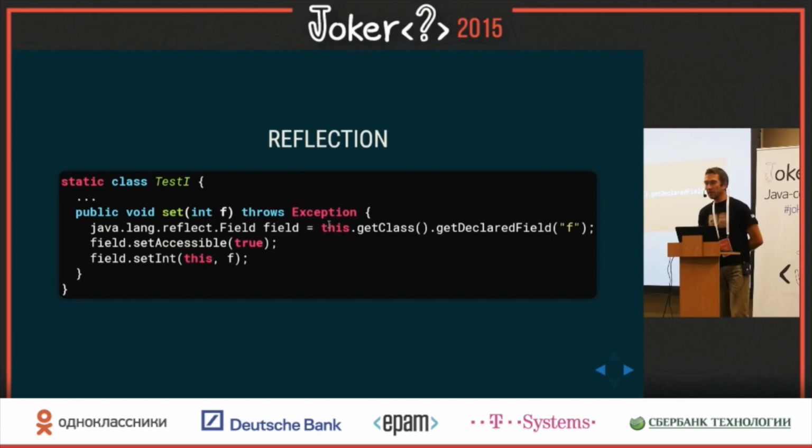So another way to change final fields is through reflection. It's probably the easiest way. Again, it's just 3 lines of code. We get the class. From the class, we get the field. And then, of course, if we just tried to set the field, we would get a runtime error which says that we cannot change final fields. But there is this magic function here, setAccessible(true). So if we change the accessibility of the field to true, then we can easily set the field. This only works for instance fields.